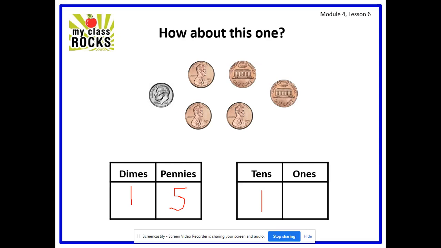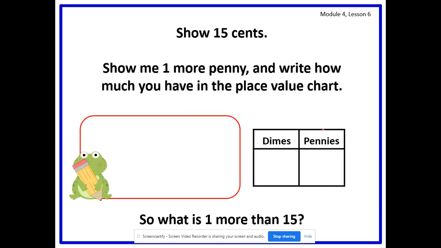And if we have 5 pennies, how many ones do we have? Get ready. Yes, 5 ones. So how many cents do we have? Get ready. 15 cents. And if we would count, we would start with 10 and then we count by ones. 11, 12, 13, 14, 15. Great job converting dimes and pennies into tens and ones.